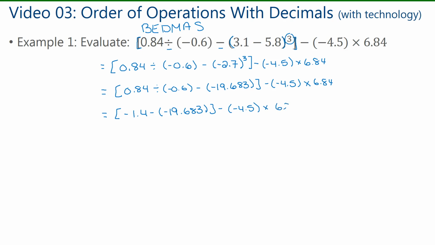So I have one operation left within those square brackets, and that is subtraction. Be careful with all the negatives. You have to enter negative 1.4 and subtract, and then negative 19.683. Doing that should give you a positive 18.283.